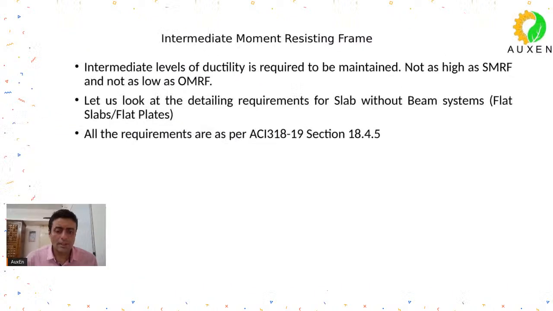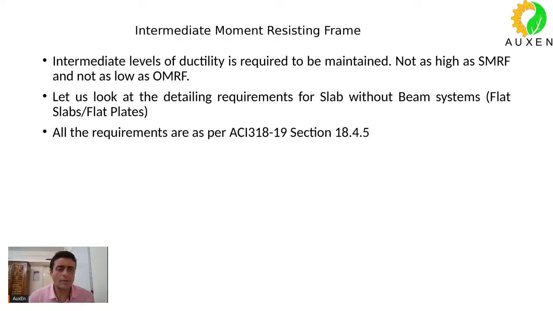I think it is clear from the name that an intermediate moment resisting frame would have intermediate ductility. Okay, so the ductility would not be as high as the special moment resisting frame and not as low as the ordinary moment resisting frame. So let us look at some detailing requirements for this IMRF system that are given in the American code. This is taken from section 18.4.5 of ACI 318. So let's quickly look at them.